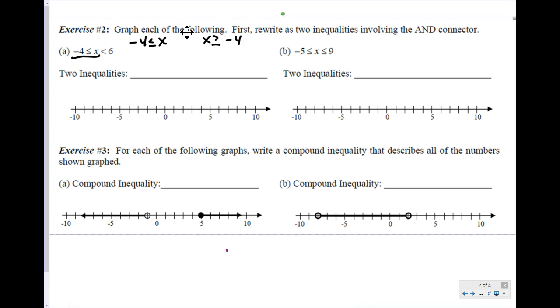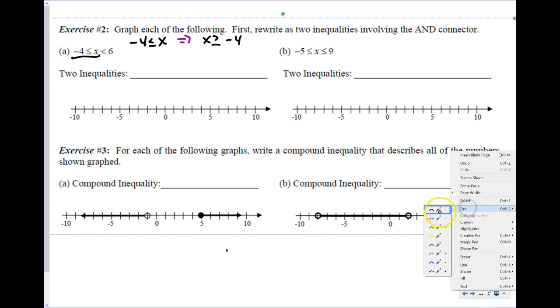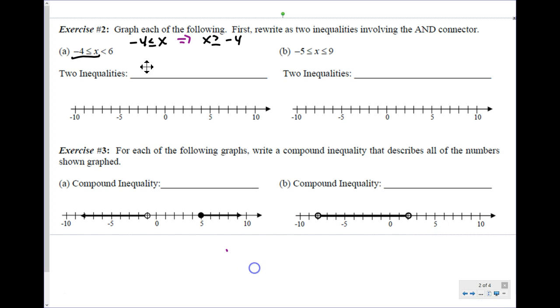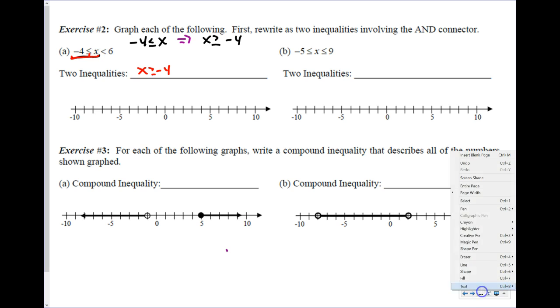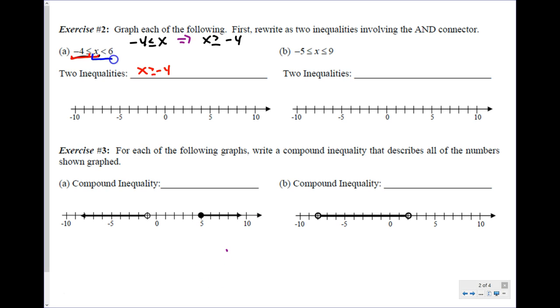Okay, so that's your first inequality. When I write on my paper, I'm going to say the first part of this is x is greater than or equal to -4. That was this first part here. Now I have the second part, which is x is less than 6. So I can say, and x is less than 6.